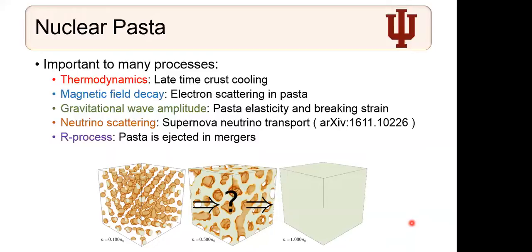And also, the time scale for the R process is order milliseconds, which is much slower than the time scale for pasta to form. So if you eject matter near the pasta density during a neutron star merger, in principle, you do have chunks of pasta, and material goes through pasta phases before it eventually forms the seeds for the R process.